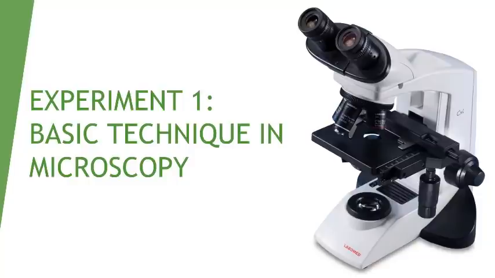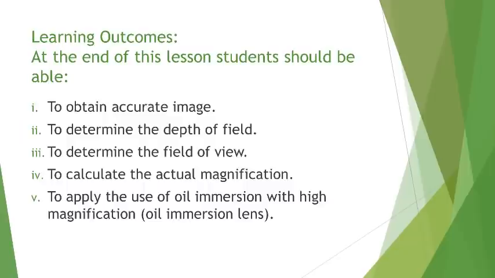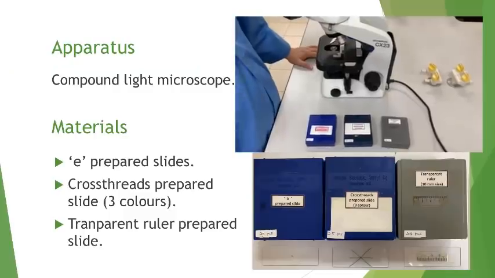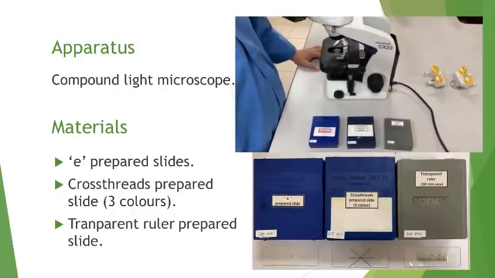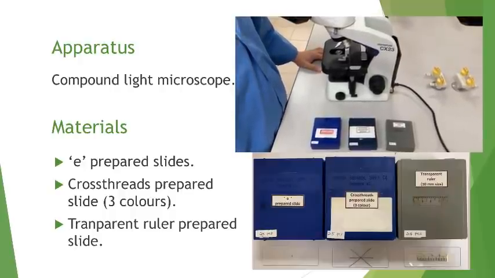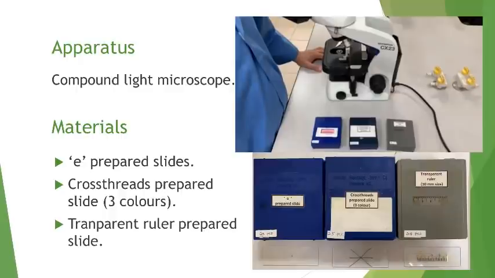Experiment 1. Basic technique in microscopy. At the end of this lesson, students should be able to obtain accurate image, to determine the depth of field, to determine the field of view, to calculate the actual magnification, and to apply the use of oil immersion with high magnification. Hi everyone, this is exercise 1.1, which covers images, depth of field, and field of view of the microscope.